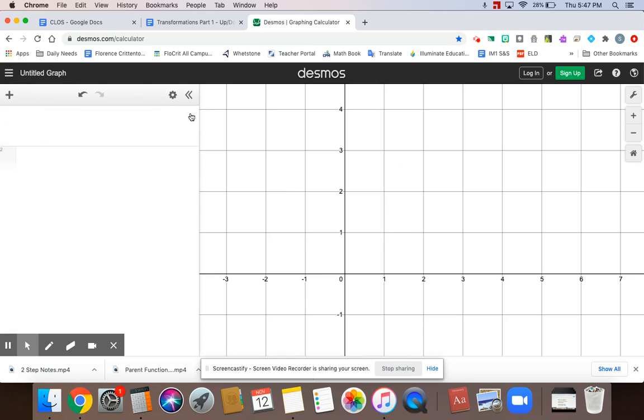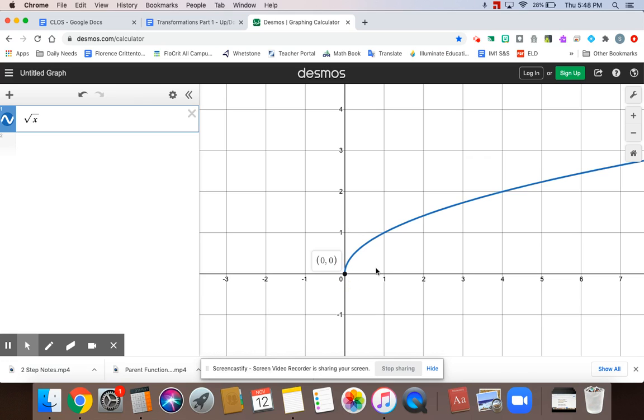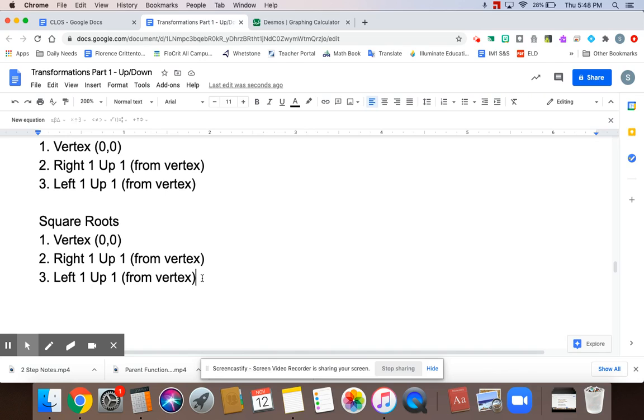For square roots, it's almost the same 3 points. So if I type in square root of x, there's the 0, 0. I do go right 1, up 1 to get that dot right there. But there's no third dot. There's no left 1, up 1. So for the square root, you only need to do those 2 points.